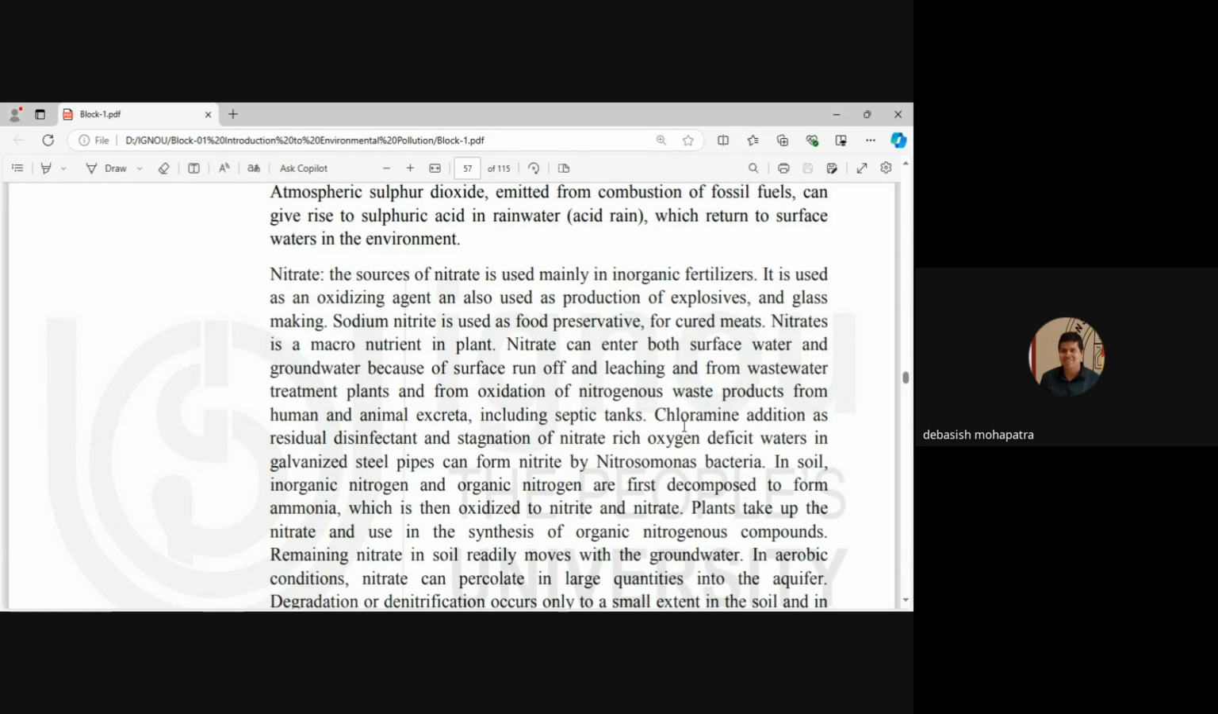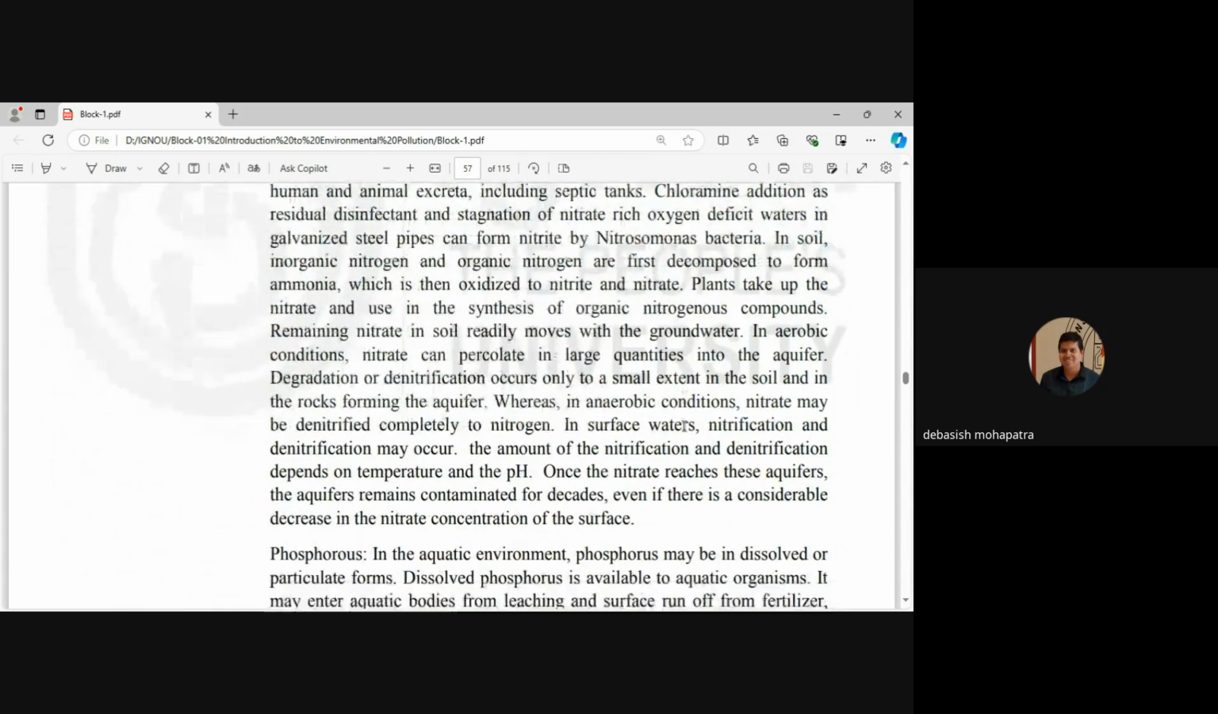Nitrate can enter both surface water and groundwater because of surface runoff and leaching, and from wastewater treatment plants, and from oxidation of nitrogenous waste products from human and animal excreta, including septic tanks, chloramine addition as residual disinfectant, and stagnation of nitrate-rich oxygen-deficient water in galvanized steel pipes. So degradation of rock and all these are also sources of nitrogen.